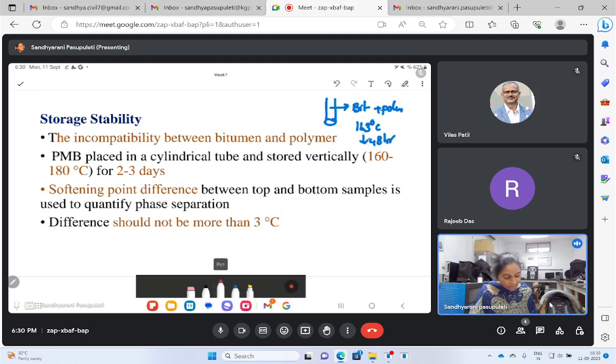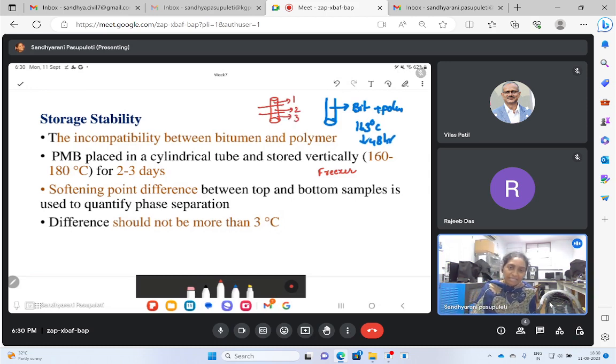So after 48 hours, what happens? Now these polymers are completely mixed in this base binder. So immediately I will freeze this in a freezer, and after a few hours, the container which is having the modified bitumen will be frozen. Then I can actually cut them into pieces. The top one will be piece 1, the middle one will be piece 2, the bottom one will be piece 3.